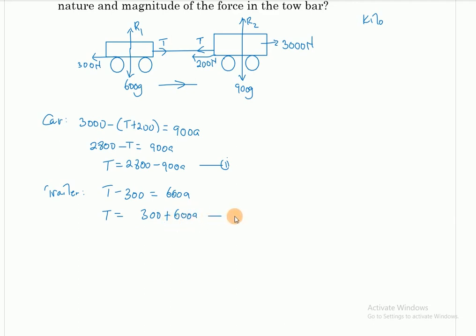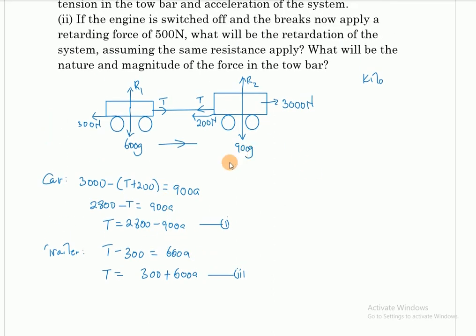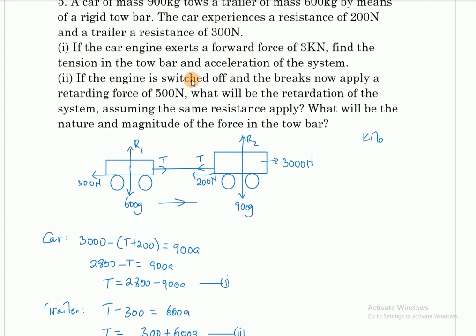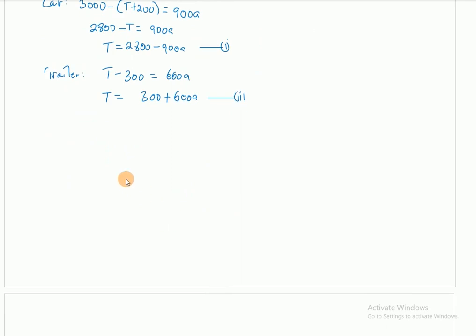That is equation number 2. Since this is T and this is T, we are going to equate the two and we get the acceleration. The question is asking for the tension in the towbar and the acceleration of the system. So we are going to first of all get the acceleration by equating the two equations.